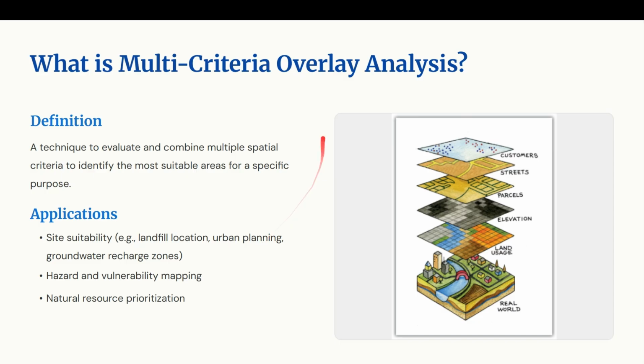When we talk about multi-criteria overlay analysis, it is defined as a technique to evaluate and combine multiple spatial criteria to identify the most suitable area for a specific purpose. For example, if you want to build any kind of structure, for example, a school. In order to establish a school building, you need to focus on which location will be more appropriate for you as an investor to create the school building.